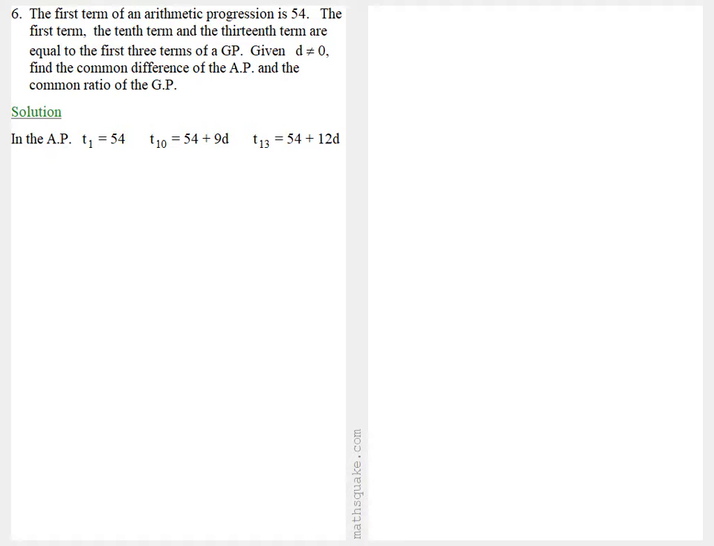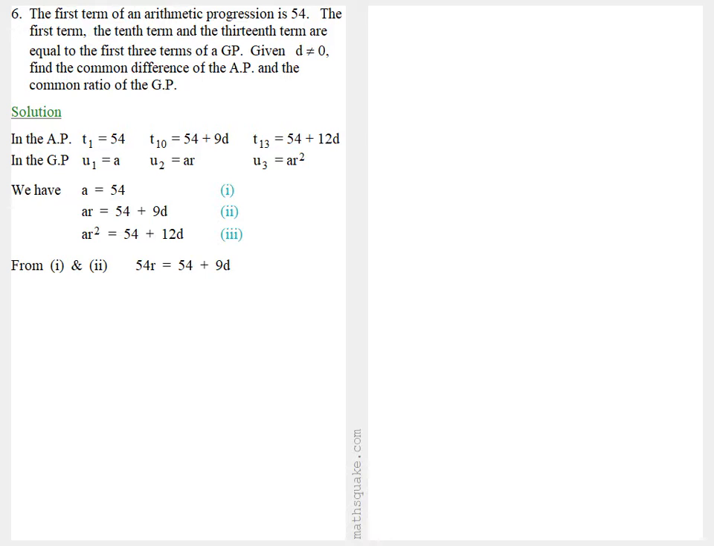Now, if we use the letter U for the terms in the GP, we have U1 is equal to a, U2 is equal to ar, and U3 is equal to ar squared. So a is equal to 54, ar is equal to 54 plus 9d, and ar squared is 54 plus 12d. Now, in equation 1, we've got a is 54, and if we substitute that into equation 2, we get 54r equals 54 plus 9d. And we can divide all the way through by 9, so 6r equals 6 plus d. So d is equal to 6r minus 6.